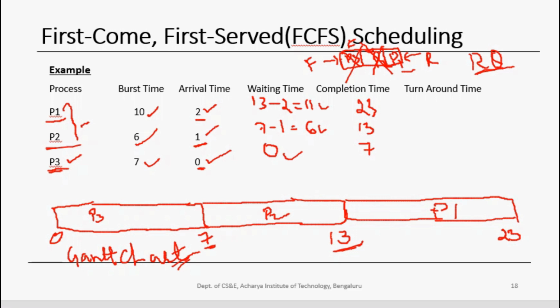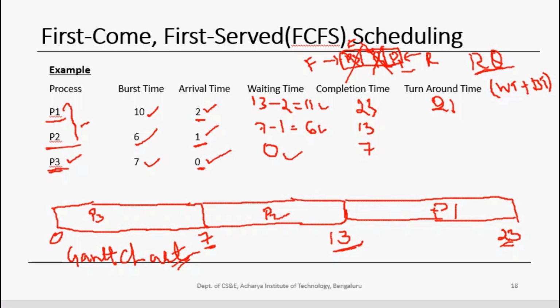Now you will have to calculate the turnaround time. Completion time of P1 is 23, but it arrived into the queue at t is equal to 2. So therefore its turnaround time is equal to 21. How you can cross verify this? You can add the waiting time of this process to the burst time of this process. You will get the same value.